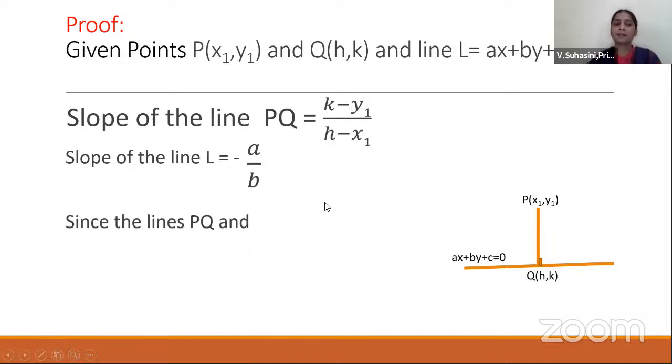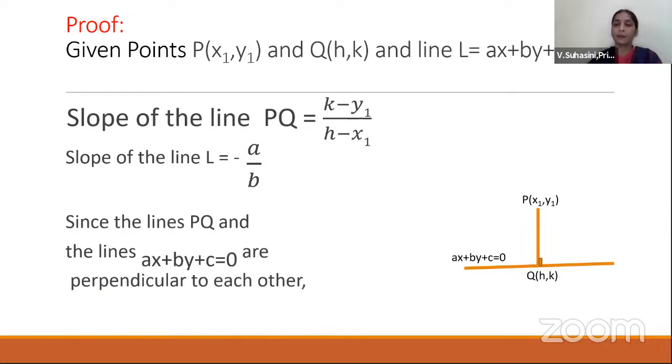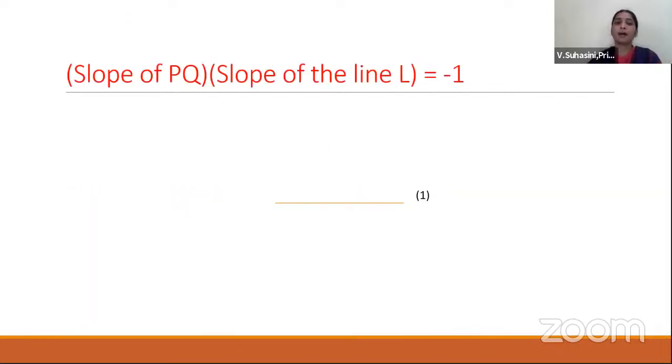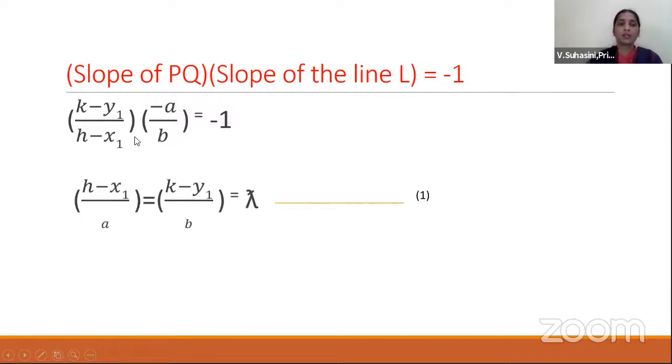How are the lines? The lines PQ and ax plus by plus c equal to 0 are perpendicular to each other. Then slope of PQ into slope of L is equal to minus 1. Write the slope of PQ and the slope of the line L, which is equal to minus 1. And we shall cross multiply it in such a way that (h minus x1) by a. I shall just take the pencil. Minus gets cancelled.